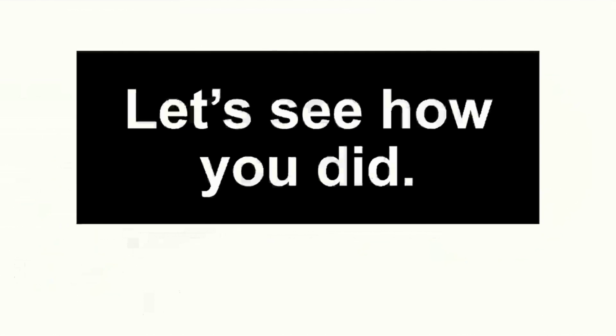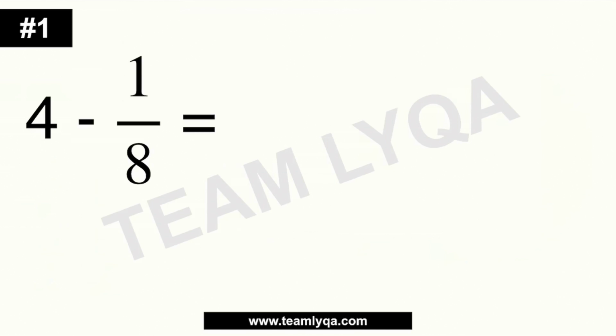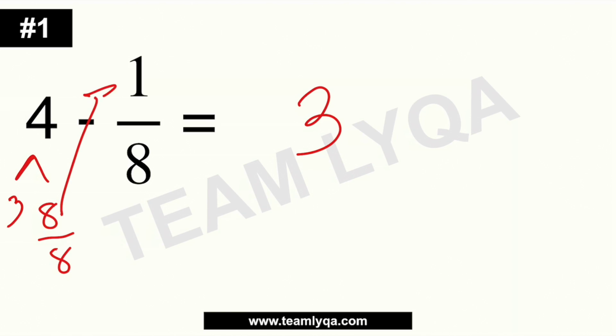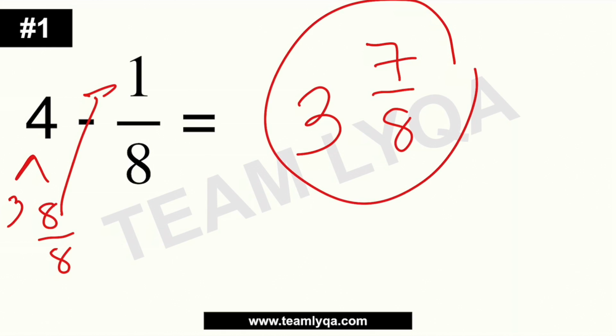Alright, let's see how you did. So let's start with the simplest one, yung number 1 natin, 4 minus 1 over 8. So again, ang gagawin na lang natin dito is split natin to. Parang 3 na yung una, tapos yung 1, magiging 8 over 8. 8 minus 1 na lang is 7, so 3 and 7 over 8. See how fast that is, right? Lalo na kung nagpa-practice kayo, mas bibilis pa kayo.